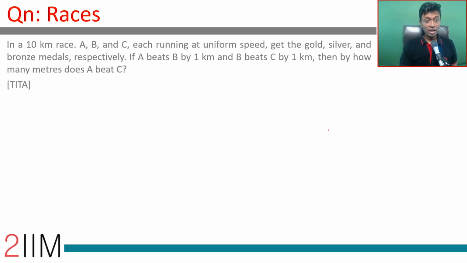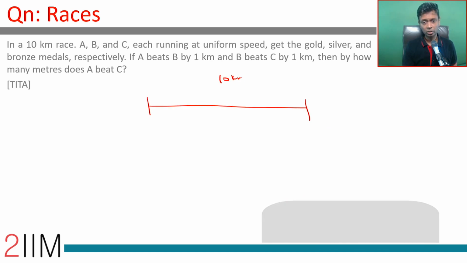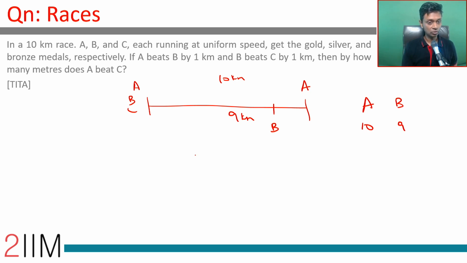In a 10-kilometer race, A, B and C each running at uniform speed get gold, silver and bronze medals. If A beats B by 1 kilometer and B beats C by 1 kilometer, that means in this 10-kilometer race, when let's say A, B and C start here, when A finishes, B has done only 9 kilometer. When A does 10, B does only 9. And then a little while later, B finishes. At that time, C has done only 9 kilometer. B beats C by 1 kilometer.